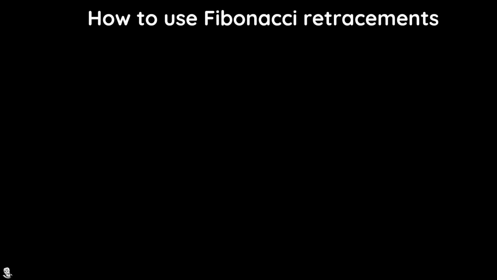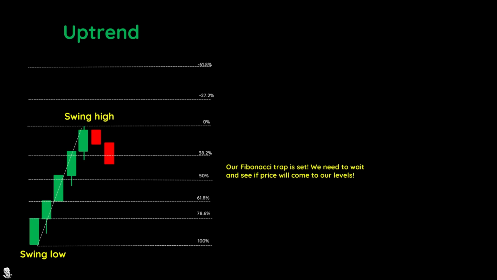So how do you use Fibonacci retracements in combination with Japanese candlesticks? Firstly, let's take a look at the uptrend. We need to identify the impulsive move. After some bearish candlestick formation, we can anticipate our retracements. In order to trap the price with Fibonacci levels, we need to identify the swing low and the swing high. Once we connect it from the swing low to the swing high, our Fibonacci trap is set. We need to wait and see if price will come to our levels.